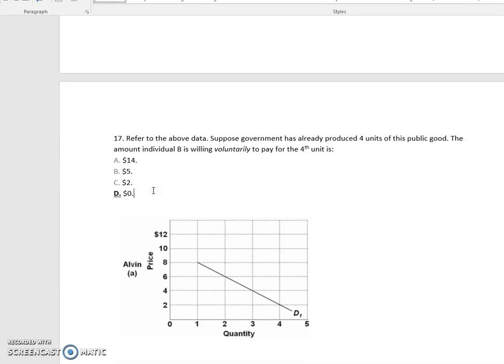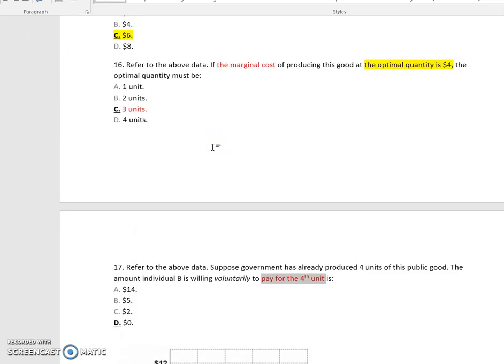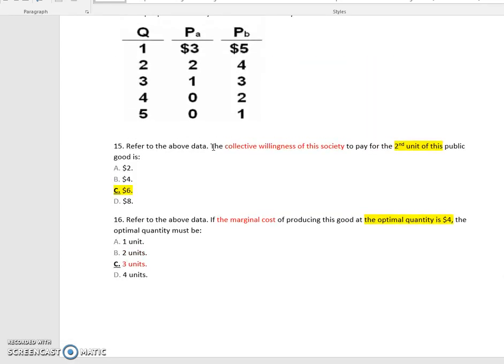Refer to the above data. Suppose government has already produced 4 units of this public good. The amount individual B is willing to voluntarily pay for the 4th unit is how much? Suppose the government has already paid for 4 units. Government takes tax and uses that money to produce and supply this public good to the people, and government already supplied 4 units. So how much is individual B willing to voluntarily pay for the 4th unit? Look at that.